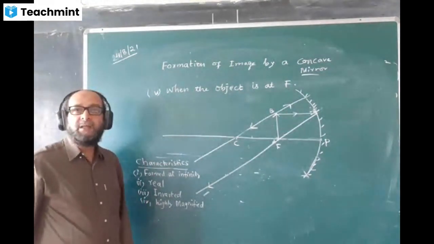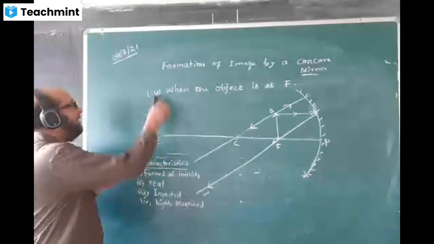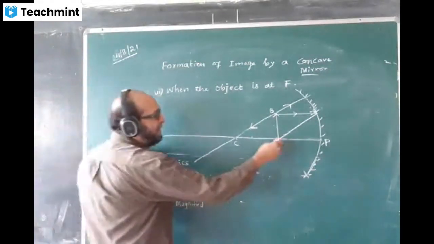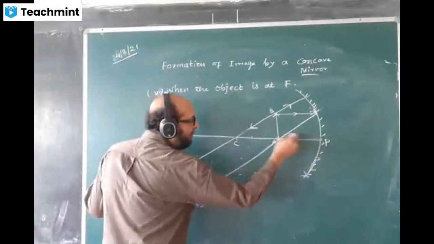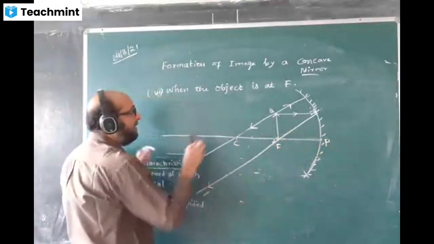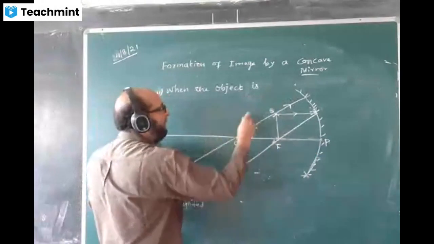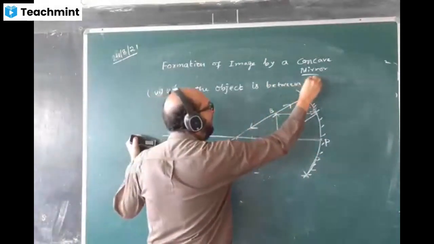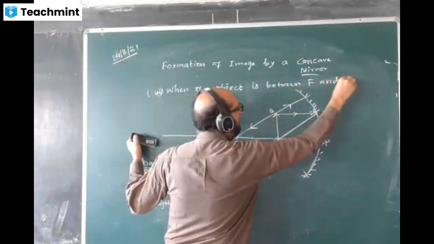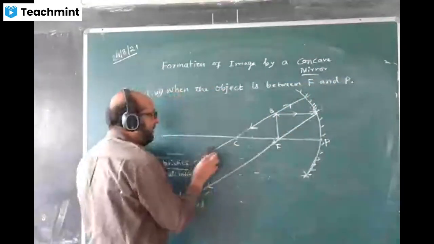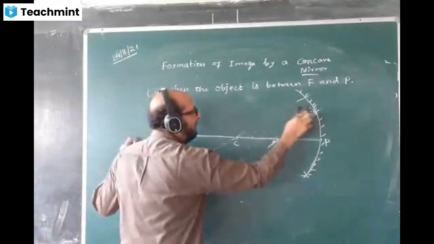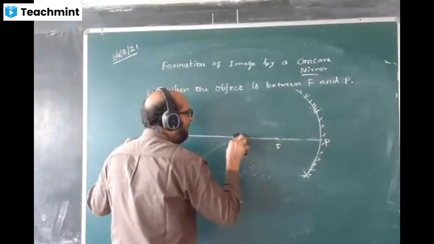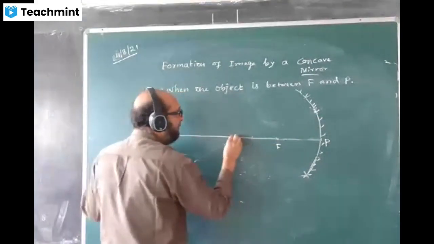Now we have one more case, the last case. You can write that case number 6. When the object is between F and P, that is very, very close to the mirror. Now write: when the object is between F and P. Let us see now what happens in this case.